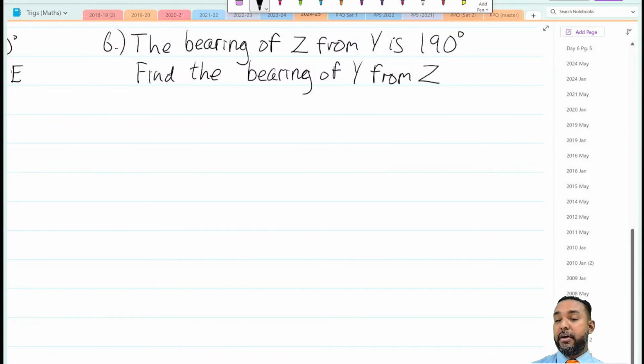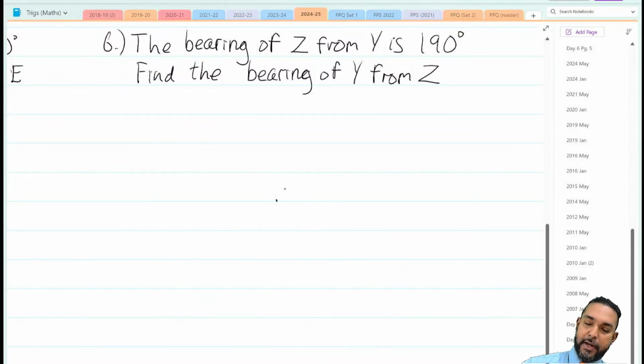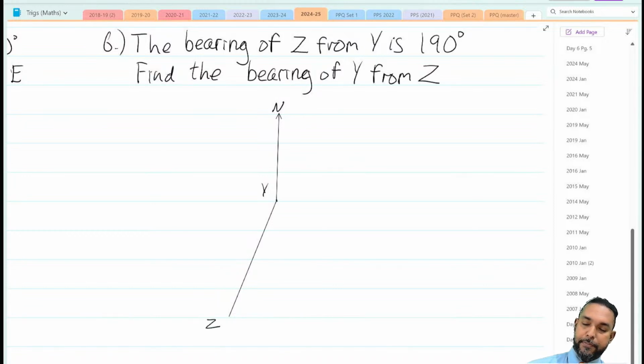Right, the bearing of Z from Y is 190. So Y is the starting point. So that's Y here. Let's put a north line there. And then 190 is just a little bit past 180, right? So we put Z there. And then the angle there is 190 degrees.